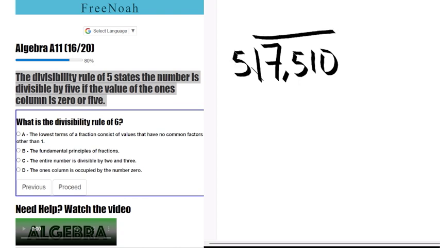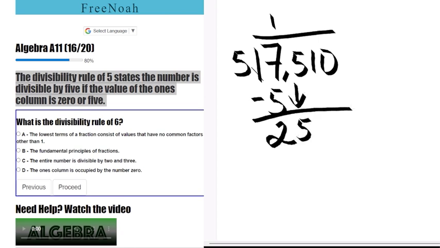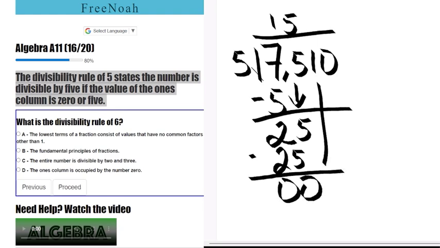Alright, so 5 goes into 7 one time. 7 minus 5 gives us 2. We're going to bring down this 5 here. 5 goes into 25 5 times. 5 times 5 will give us 25. Subtract 25 from 25. That gives us 0.